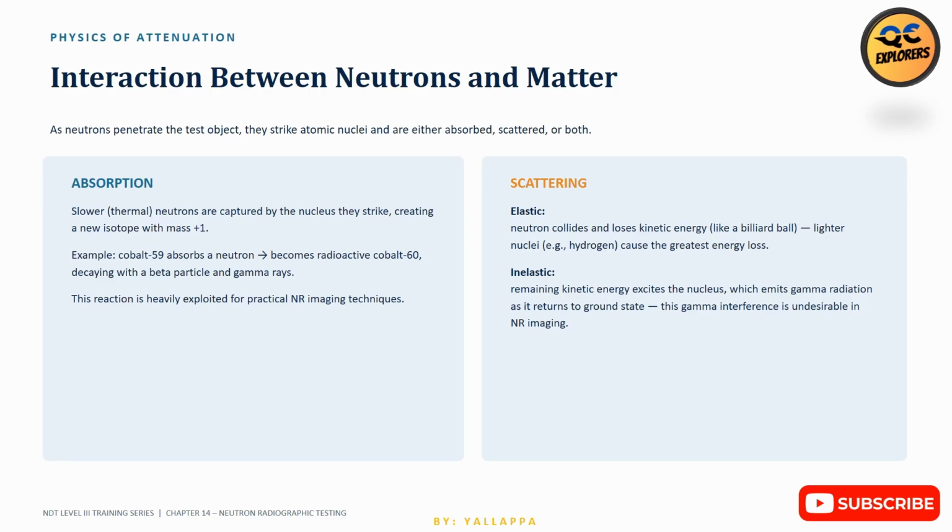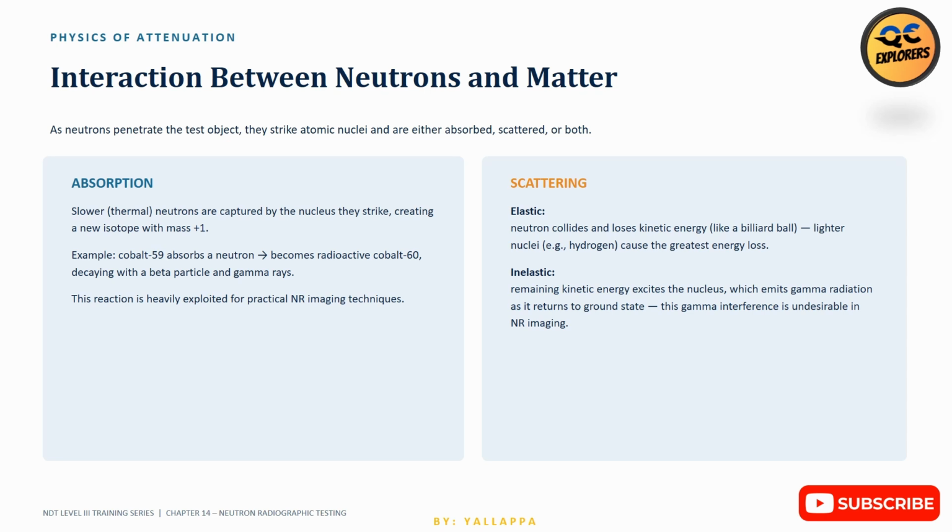Unlike X-rays, which interact mainly with electrons, neutrons travel through the material until they encounter an atomic nucleus. When this interaction occurs, two primary outcomes are possible. The neutron may be absorbed or it may be scattered. Let's examine each mechanism separately.